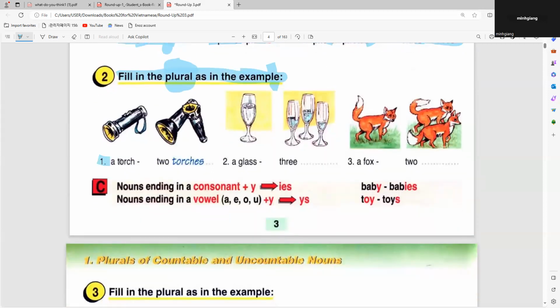Okay, so let's solve this one. A torch. One more time. A torch. Two torches. One more time. Torches. That's correct. Two torches.